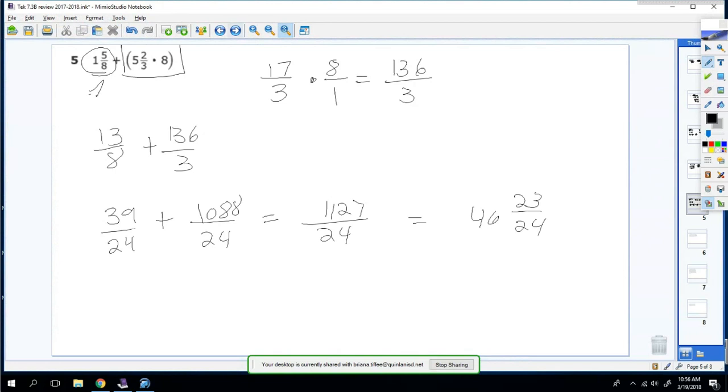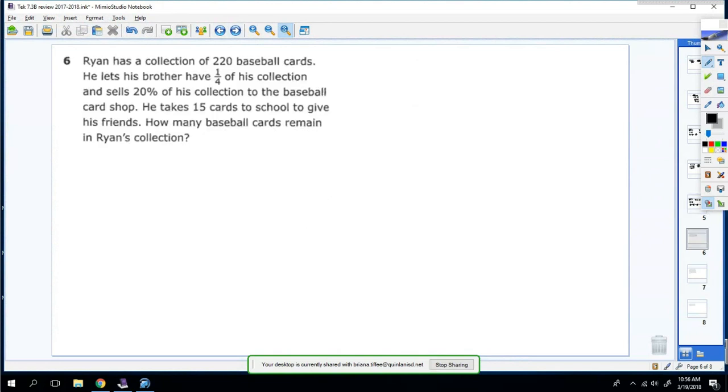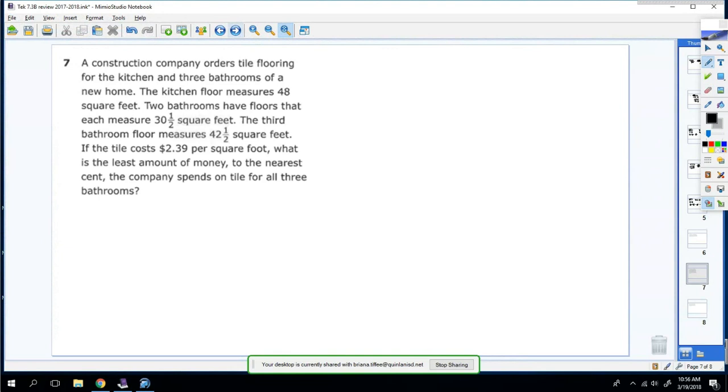All right, let's do one word problem. So number 7, we're doing number 7 word problem. First things first, a construction company orders tile flooring for this kitchen and 3 bathrooms of a new home. The kitchen floor measures 48 square feet. 2 bathrooms have floors that each measure 3.5 square feet. The third bathroom floor measures 4.5 square feet. If the tile costs $2.39, what is the least amount of money to the nearest cent the company spends on tile for all 3 bathrooms?